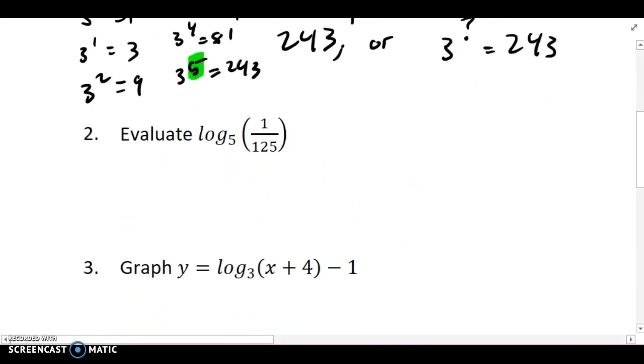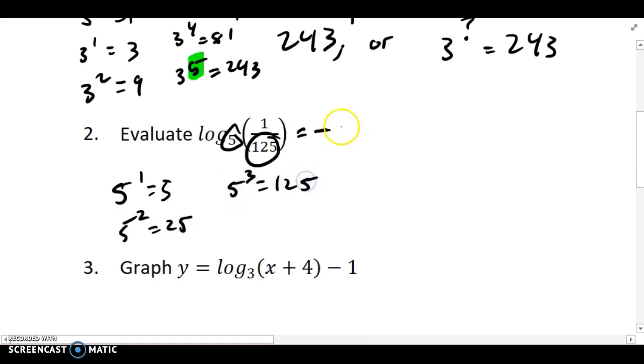This one's no different except that it's a fraction. Fractions just mean it's going to be negative, and then we just do these numbers here. So 5 to the first power is 5, 5 squared is 25, 5 to the third is 125, so it's going to be negative 3.